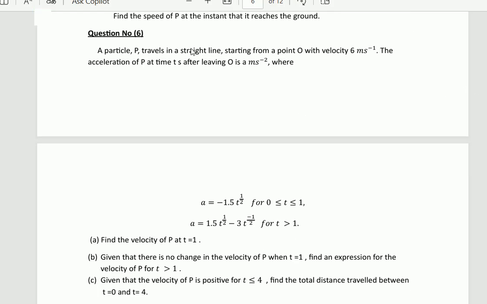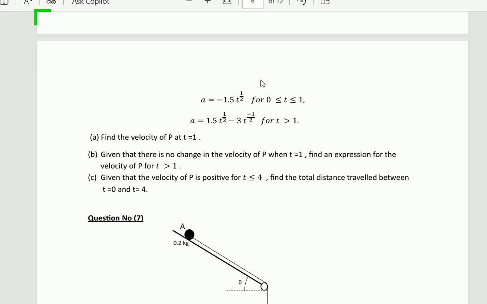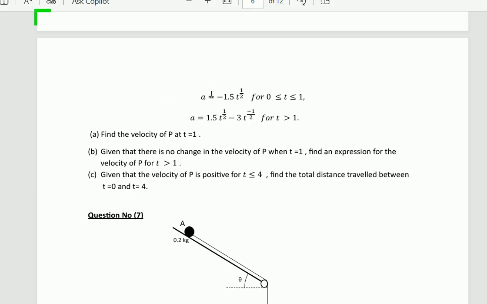The next question, question 6, is: a particle P travels in a straight line starting from a point O with a velocity of 6 meters per second. The acceleration of P at time t seconds after leaving O is a meters per second squared, where a is equal to minus 1.5 t raised to the power 1/2 for 0 less than t less than 1, and the acceleration is 1.5 t raised to the power 1/2 minus 3 t raised to the power minus 1/2 for t greater than 1.